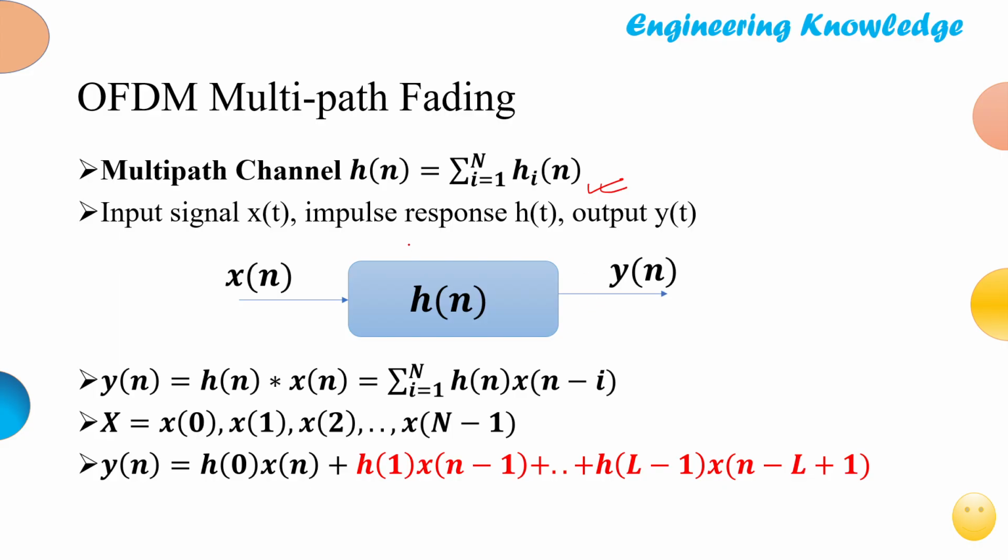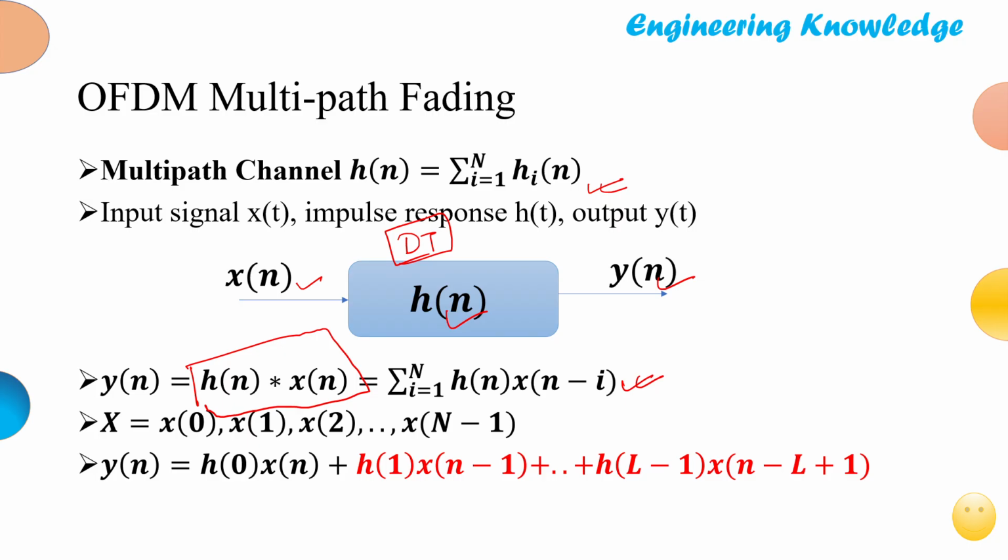So suppose we are looking at a discrete system. There is an input, an impulse response, and an output. What is the output? The output is basically the convolution of the input with the impulse response. So if I write like this, this will be the convolution.